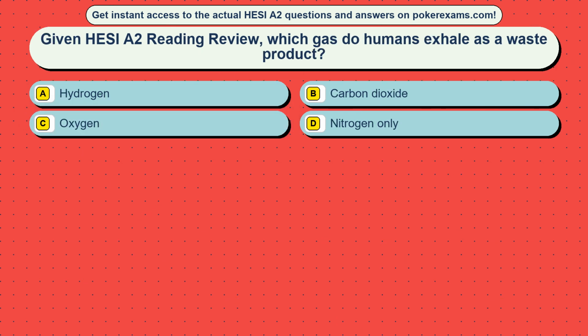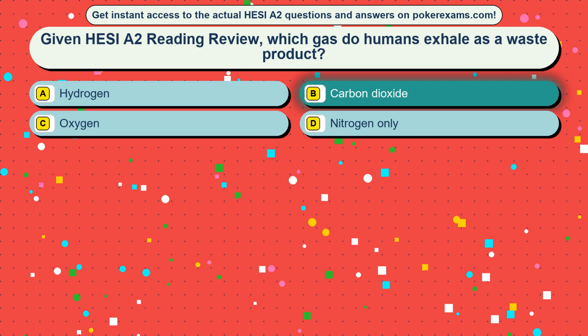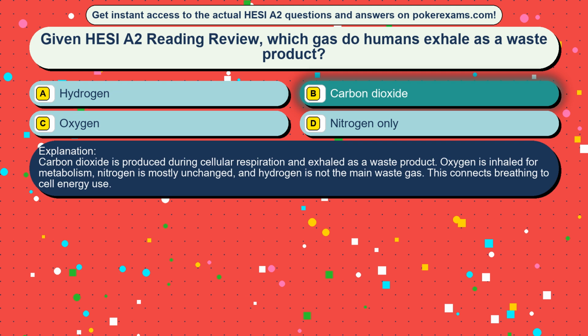Question 48. Given HESI A2 reading review, which gas do humans exhale as a waste product? Option A, hydrogen. Option B, carbon dioxide. Option C, oxygen. Option D, nitrogen only. The correct answer is option B, carbon dioxide. Carbon dioxide is produced during cellular respiration and exhaled as a waste product. Oxygen is inhaled for metabolism, nitrogen is mostly unchanged, and hydrogen is not the main waste gas. This connects breathing to cell energy use.